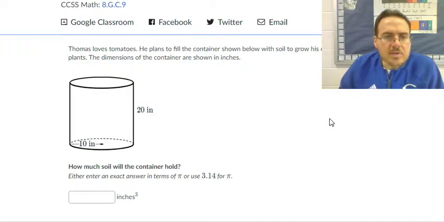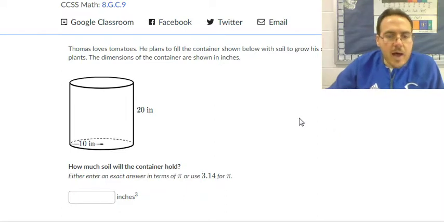So, Thomas loves tomatoes. He plans to fill the container shown below with soil to grow his own tomato plants. The dimensions of the container are shown in inches. How much soil will the container hold? Either enter an exact answer in terms of pi or use 3.14.